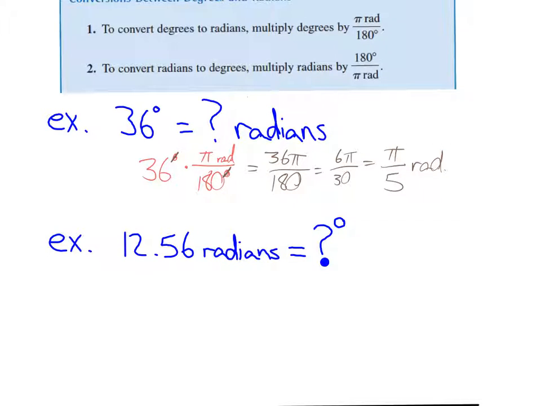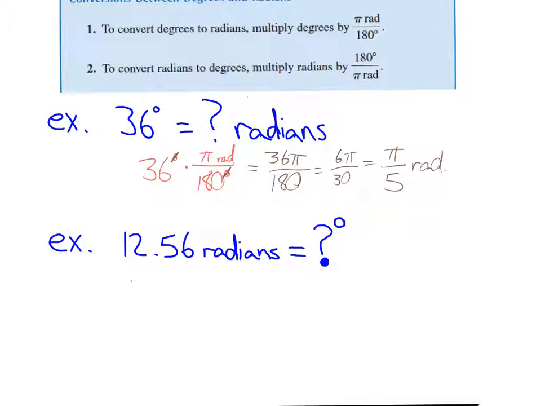Okay? And we need to get used to seeing angles written like this. Pi over 5, pi over 6, pi over 3, pi over 2. We're going to be using that kind of a measurement a lot. Okay? Any questions on that conversion? All right. Let's do our next one, okay?